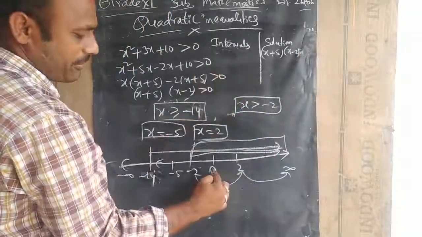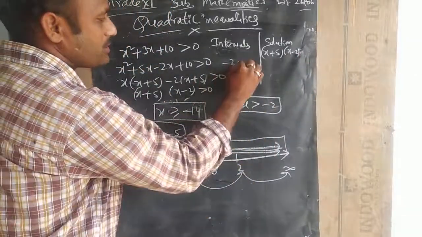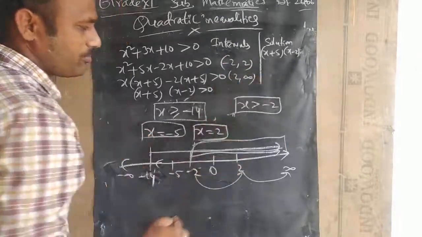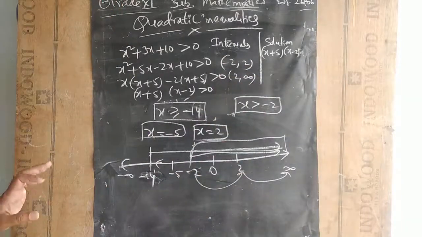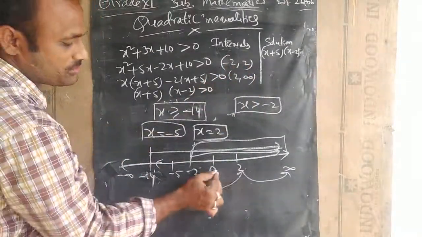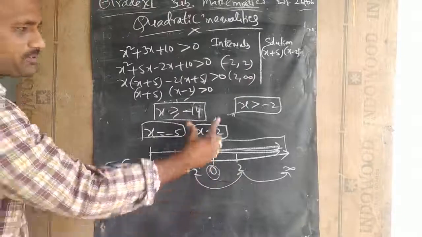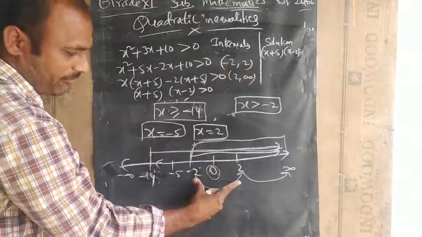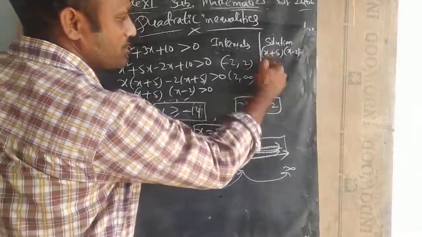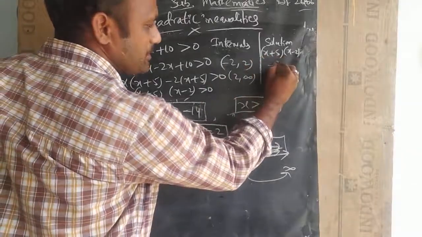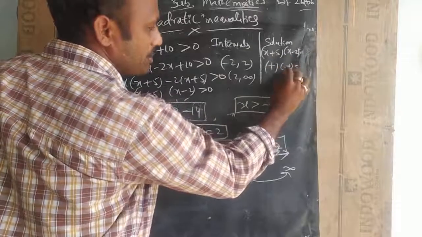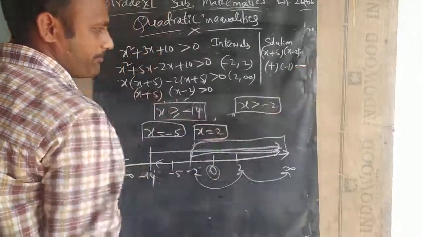Now the intervals: from -2 to 2, and the second one is 2 to infinity. In the interval -2 to 2, I can take 0 as the value, meaning I can take any number in between. If I substitute 0 in place of x, 0 plus 5 is 5, a positive number, and 0 minus 2 is a negative number. If I multiply these two, I get a negative number.